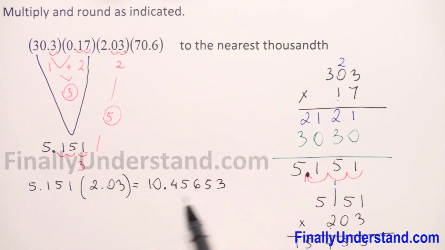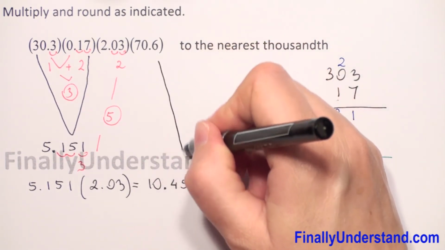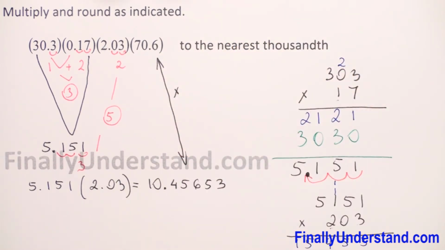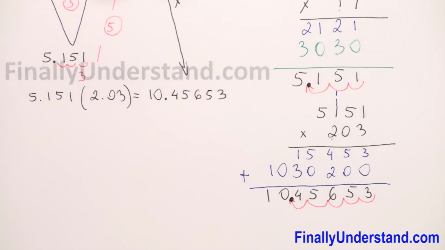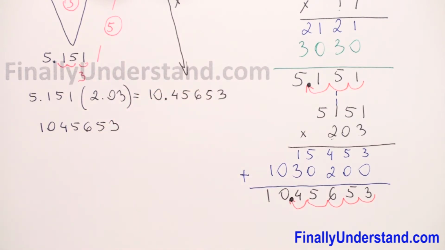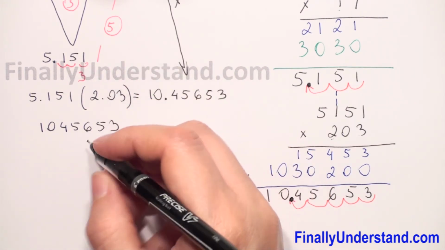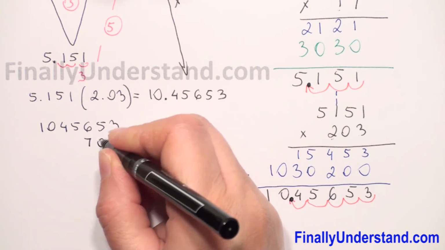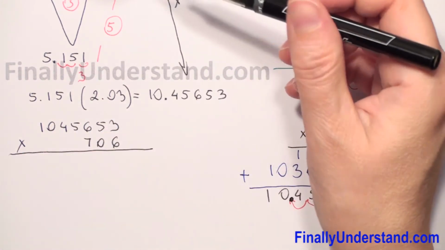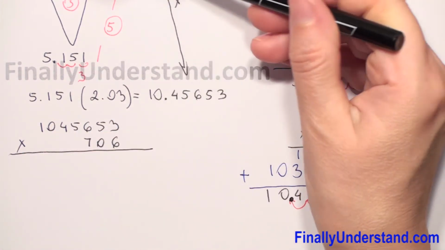And next, the result we have to multiply times 70.6. Again decimal numbers, so we have to forget about decimal points first, and on the top I will write the greater number, so this is 1045653, and in the second row we will have 706. Multiplication, whole numbers.